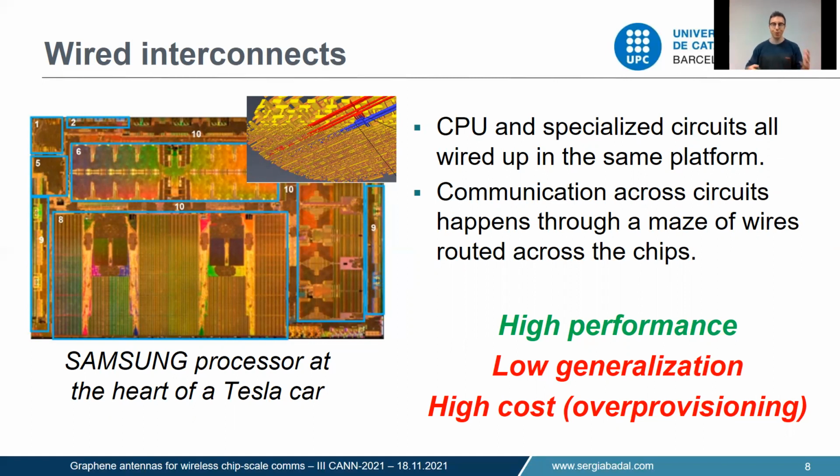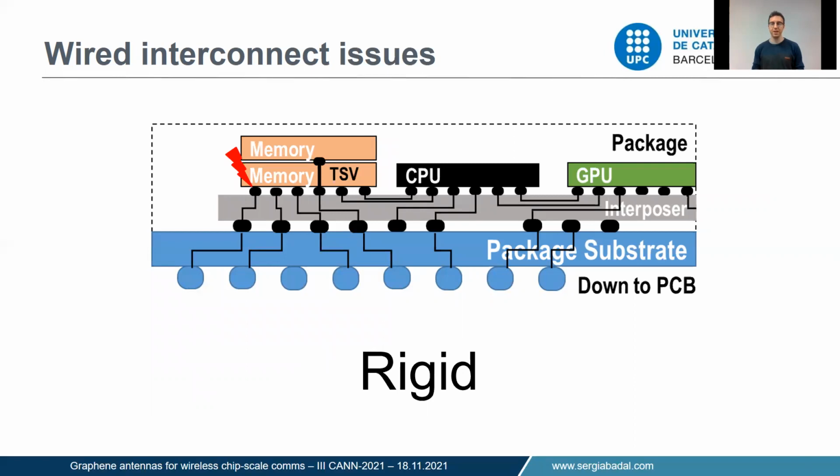And then we need to take the worst case and design a wired interconnect to cover all these different cases. This is called over-provisioning and leads to many more wires than would be strictly necessary if we didn't have to over-provision. The main issue of wired interconnects is its rigidity, right?